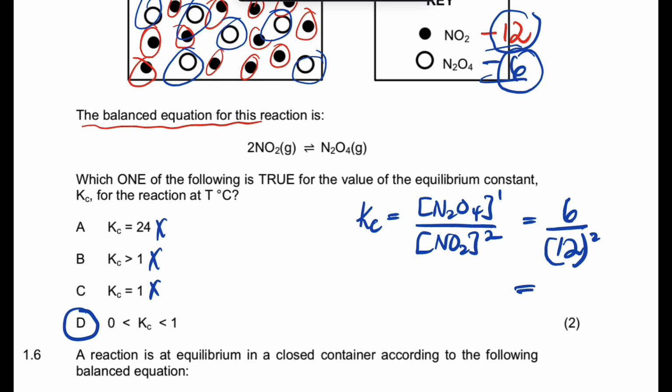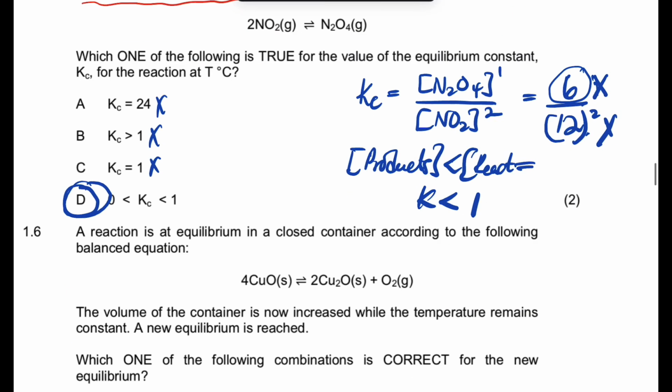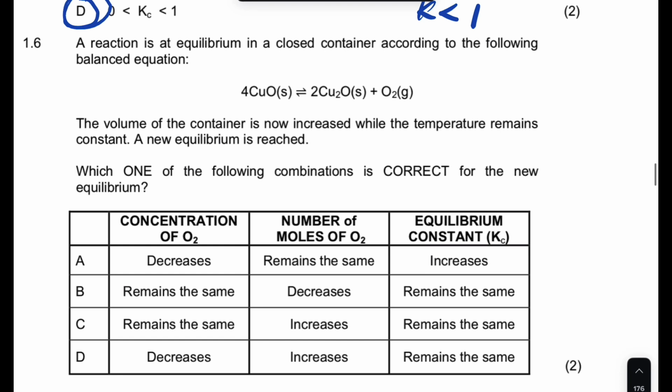Right? If you're looking as well, the concentration of products, or the number of moles of products, is less than the number of moles of what? Of reactants. If you're looking there, the products are less than the reactants. So that means your Kc value will be less than 1, which falls in that range. Now let's go to 1.6.